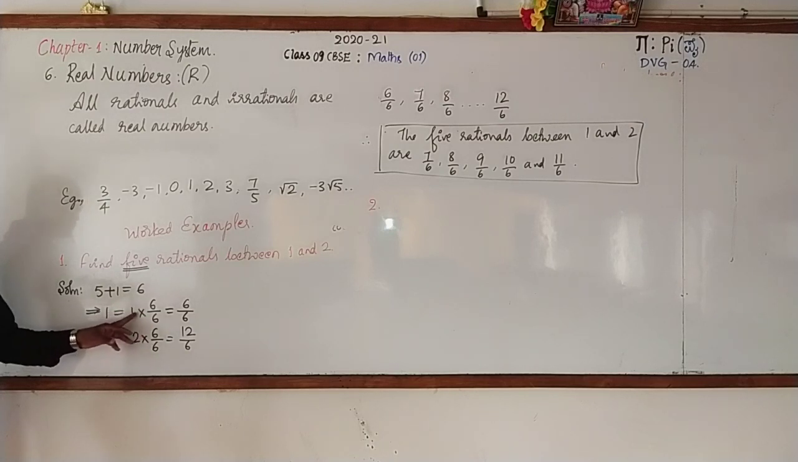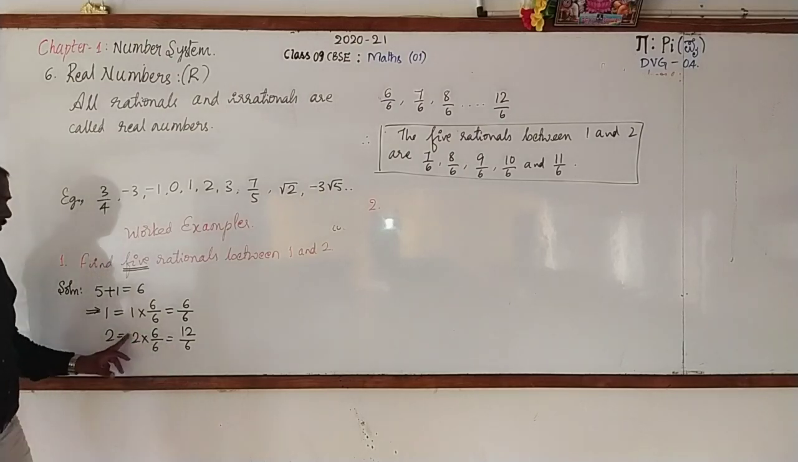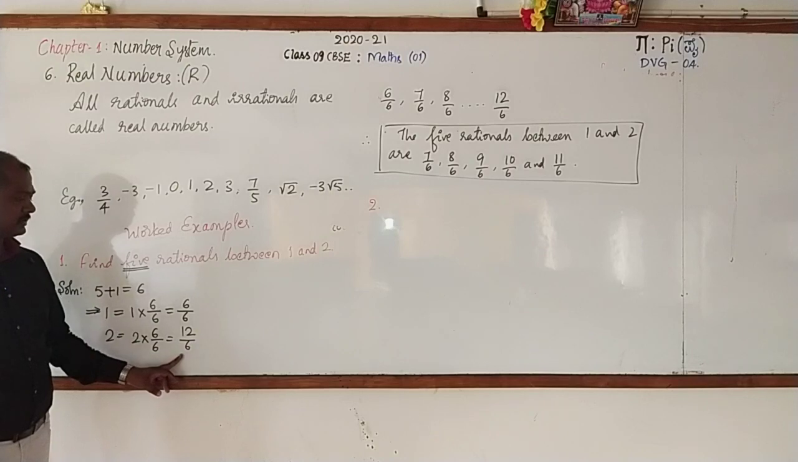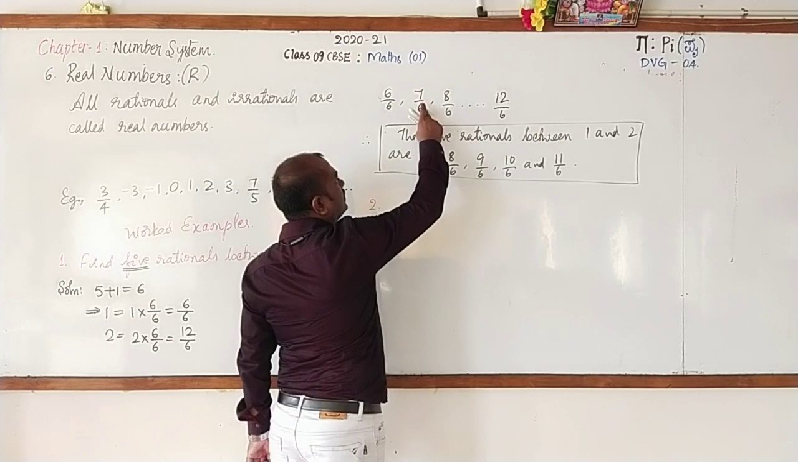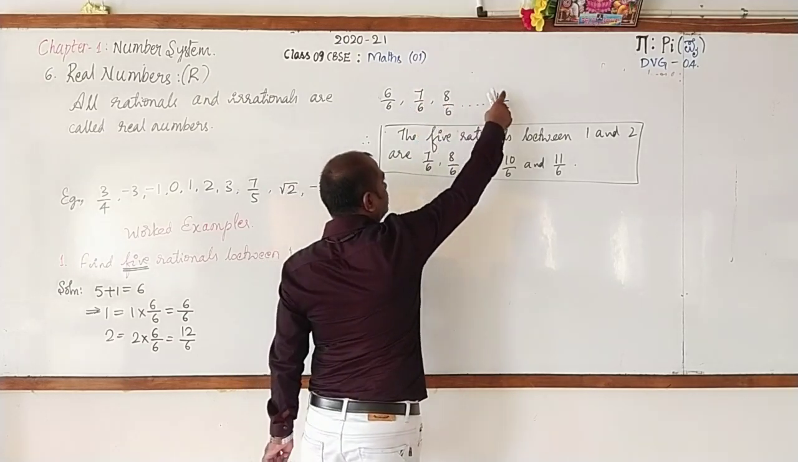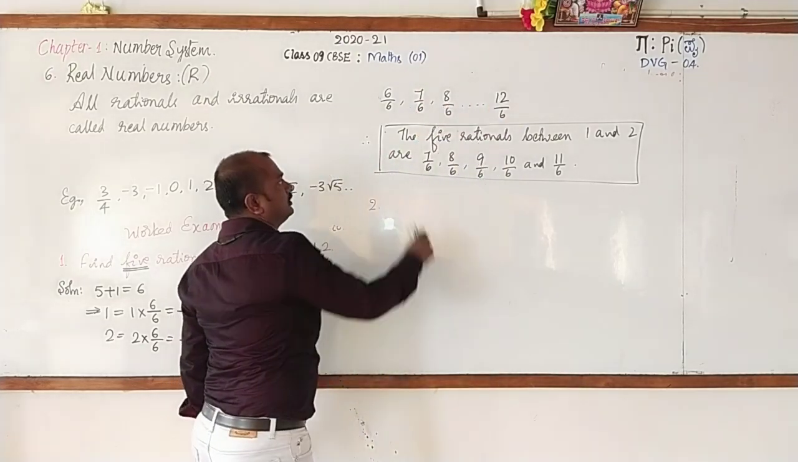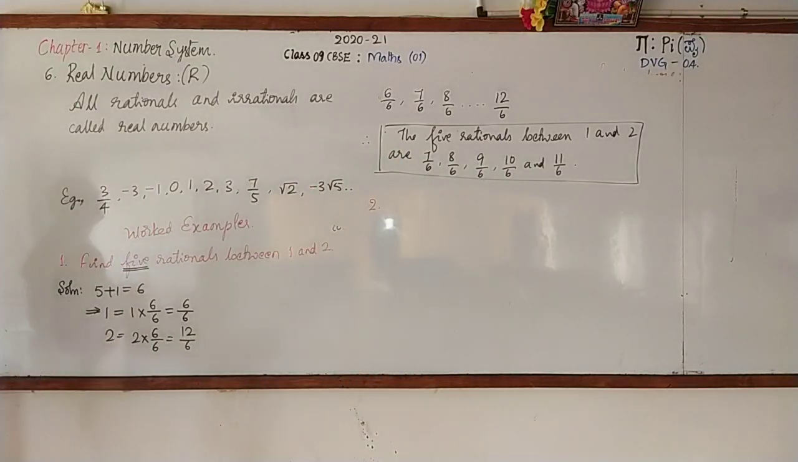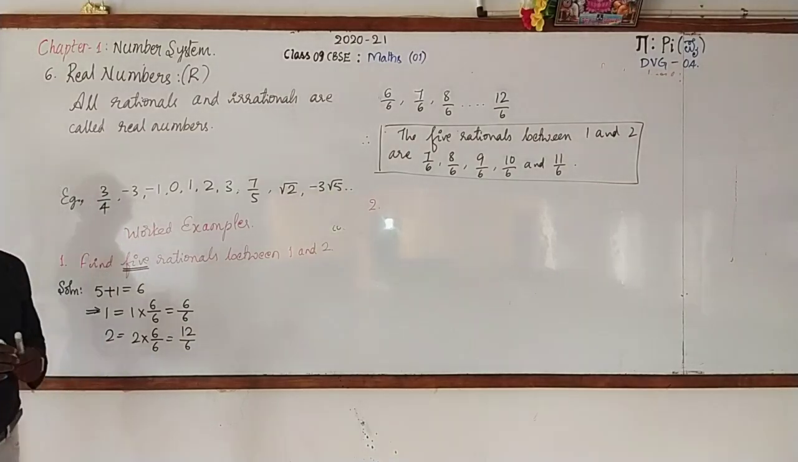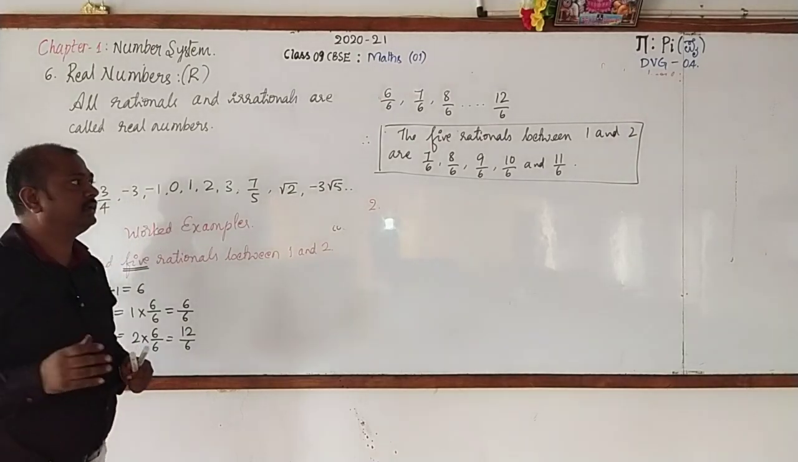by 6 only. 1 is equal to 1 into 6 by 6, that's equal to 6 by 6. Then 2 is equal to 2 into 6 by 6, which is 2 sixes are 12, 12 by 6. Between them, many are there, you can go on writing 6 by 6, 7 by 6, 8 by 6 and so on, 12 by 6. Therefore, the 5 rationals between 1 and 2 are 7 by 6, 8 by 6, 9 by 6, 10 by 6 and 11 by 6.